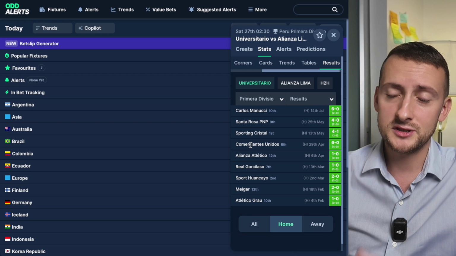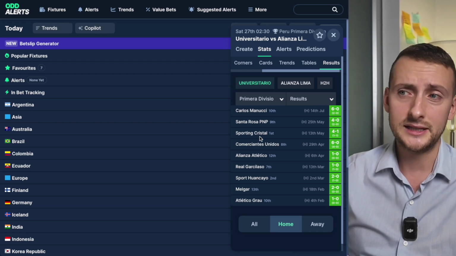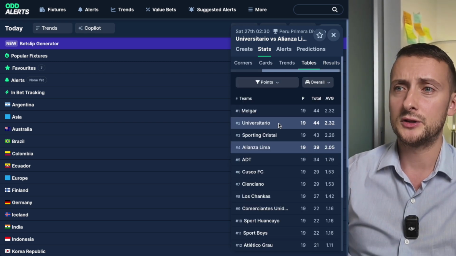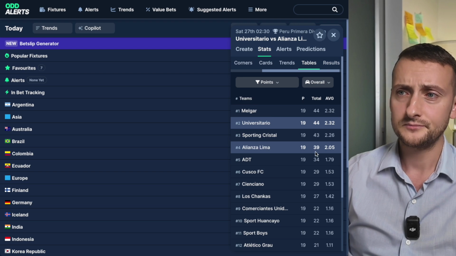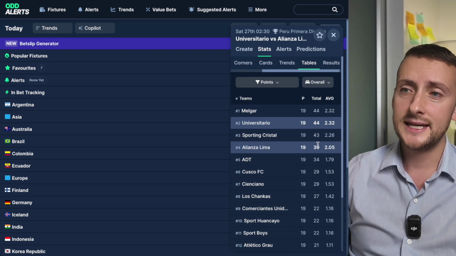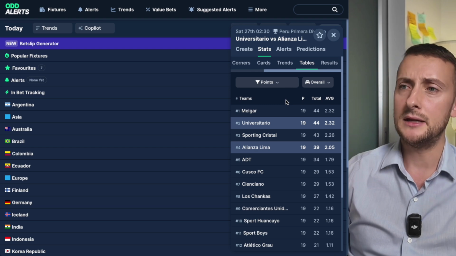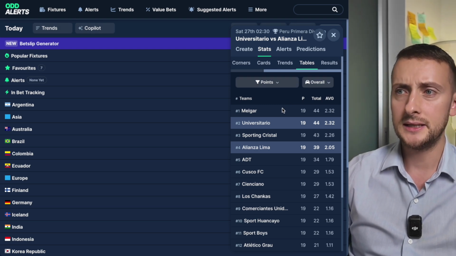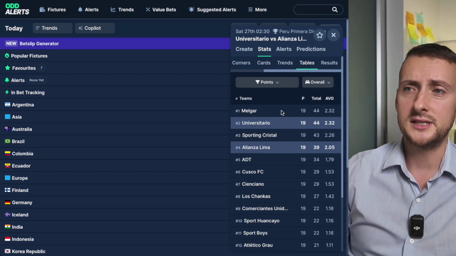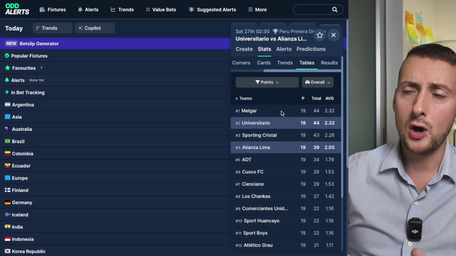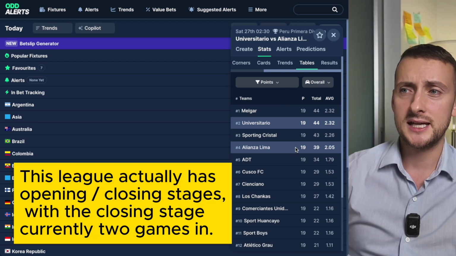They've conceded 1 goal, and that was to the team that is top of the league, or was top of the league when they played. We can look at the table to see that Universitario is second. The table shows us that it's a tight old league in the Peruvian Premier League. 2 teams on 44, so this is a massive game for both of these teams, but especially for the home team as they look to take that top spot.